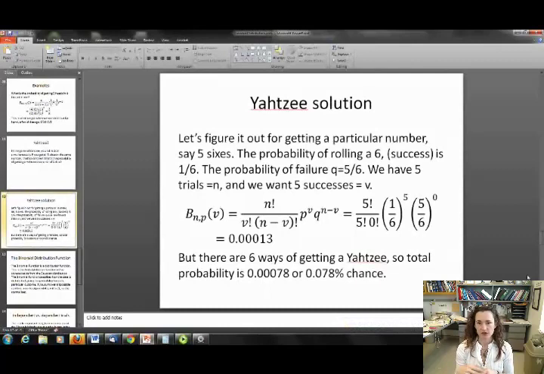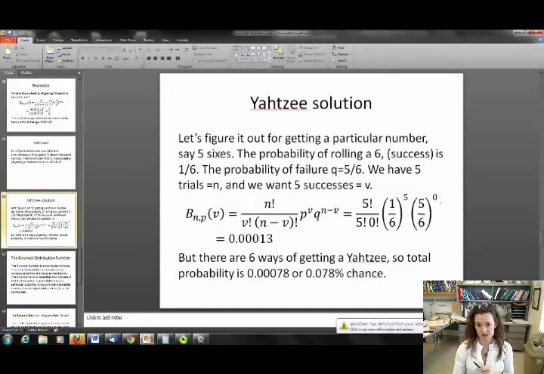So the probability of rolling a 6, that's going to be our success, and that probability is 1/6. So that makes the probability of failure 5/6. And we've got 5 trials because we have 5 dice, and we want 5 successes, so n and v are both equal to 5. So when we plug in for our binomial function, we're going to get 5 factorial over 5 factorial times 0 factorial, and then 1/6 to the 5 power and 5/6 to the 0 power.